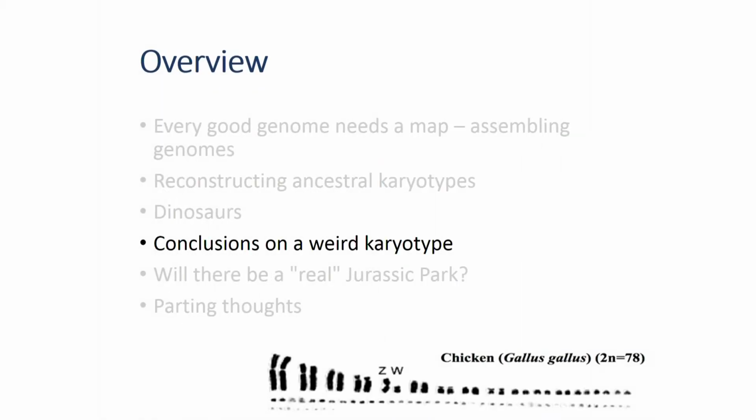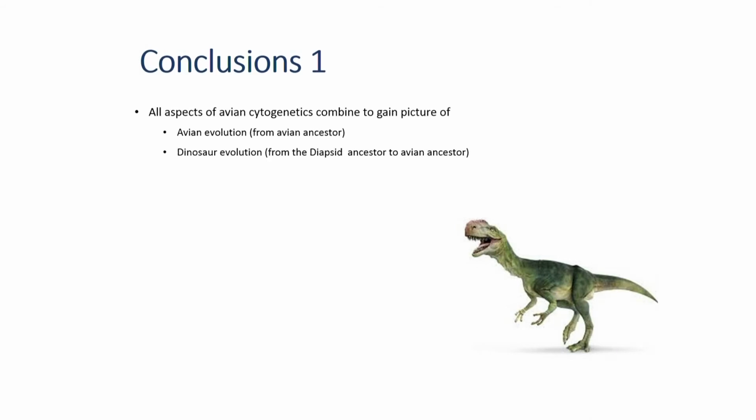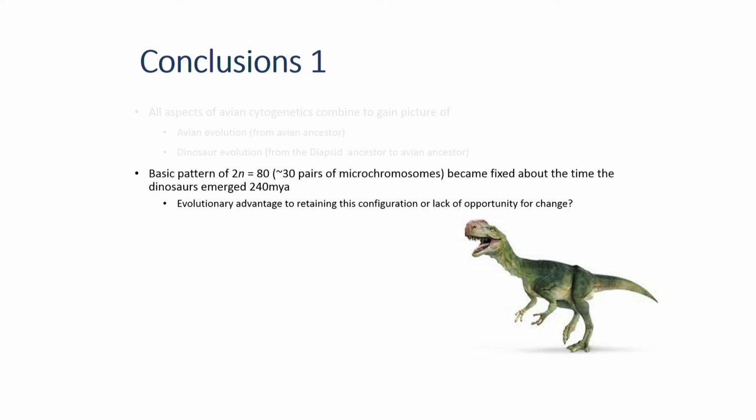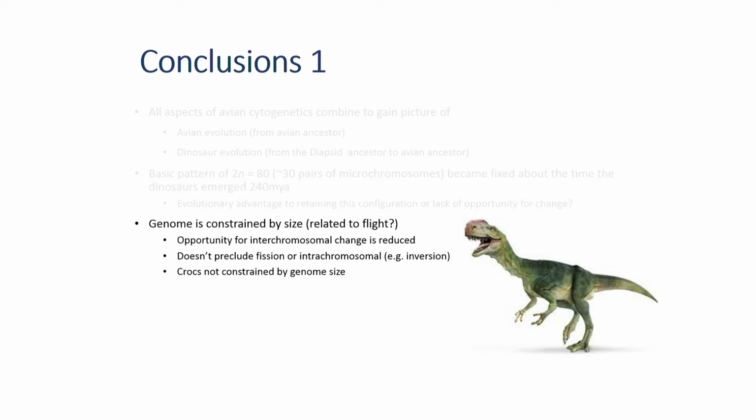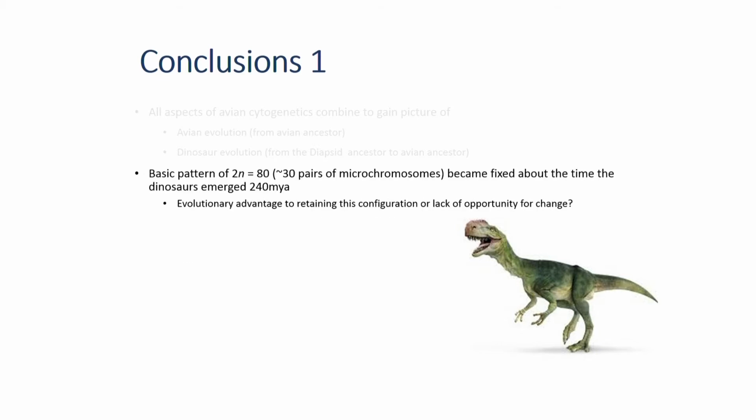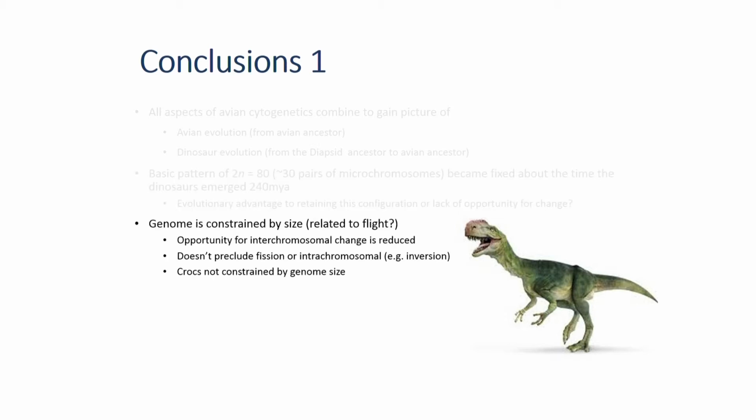So, this weird karyotype, why? Well, we've combined lots of aspects of cytogenetics and bioinformatics. We think that it became fixed around 240 million years ago. Why would that be? Well, either no opportunity for change or an evolutionary advantage to keep it that way. Well, the genomes of birds are small. We think that that applied to theropod dinosaurs as well. So your opportunity for change is reduced, but you can split. You can still undergo fission with that.